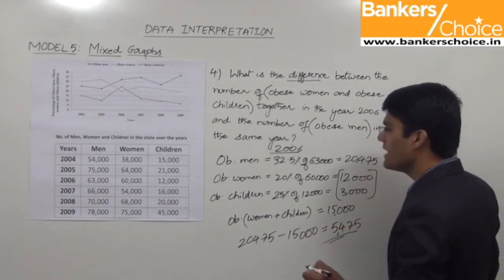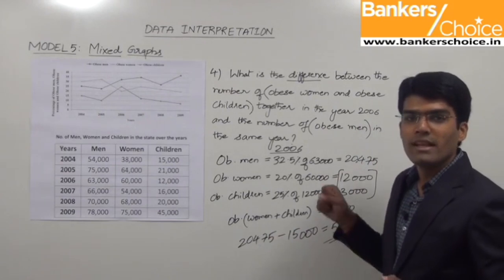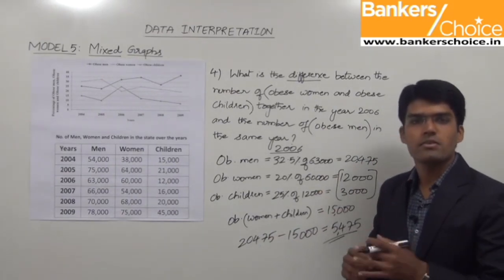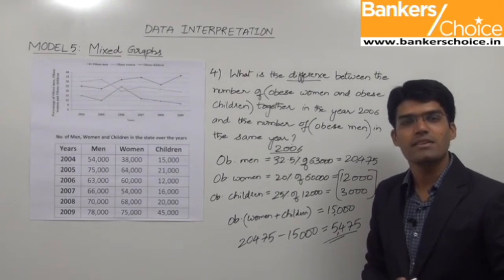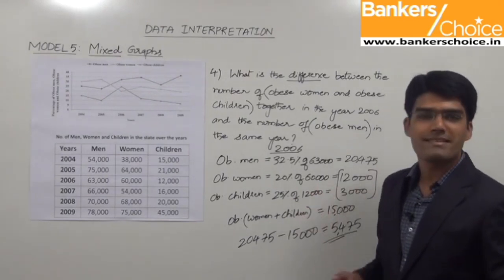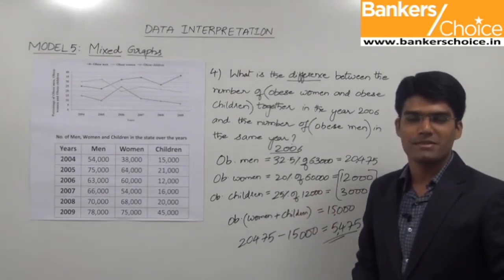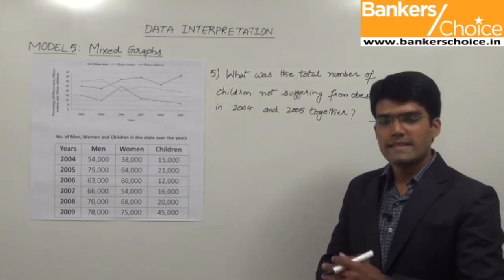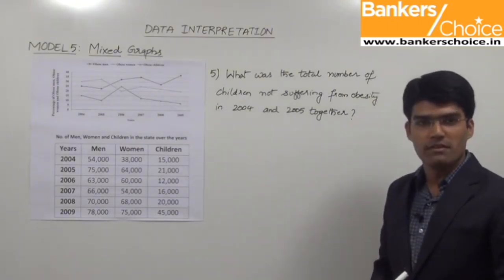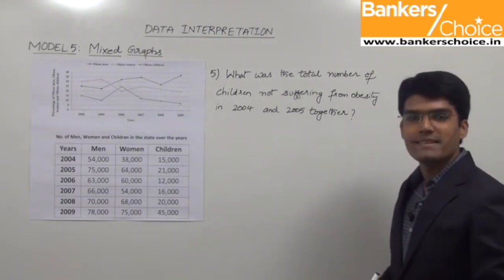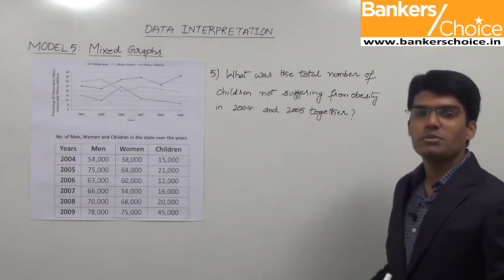So again, as you see, a question purely based on calculation ability. The faster you do your calculation, the quicker you get your answer. So practice on calculations and make sure that you solve such silly questions as quickly as possible. Let us now look at the last question from this data here. What was the total number of children not suffering from obesity in 2004 and 2005 together?